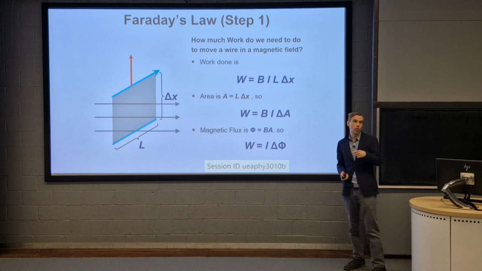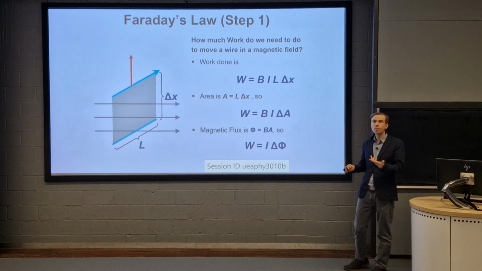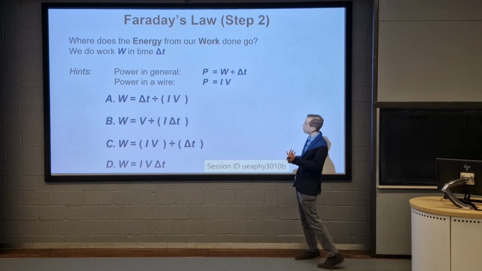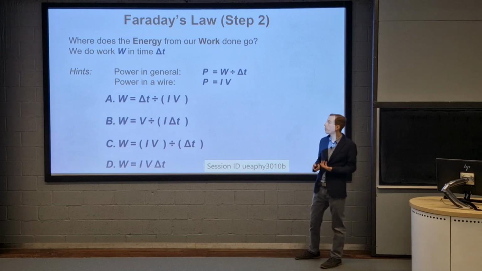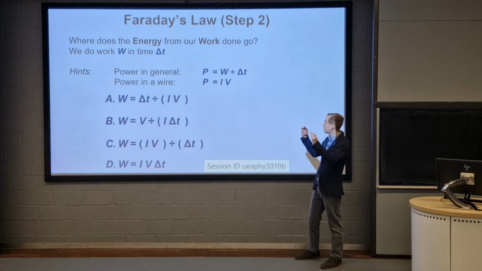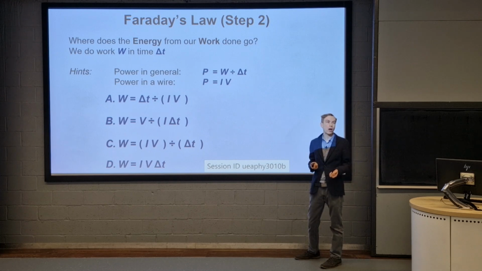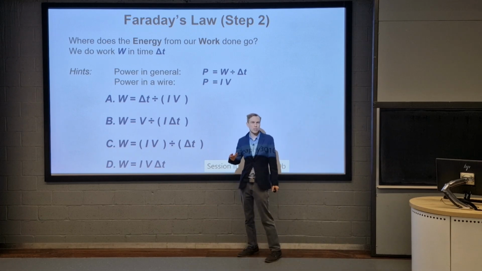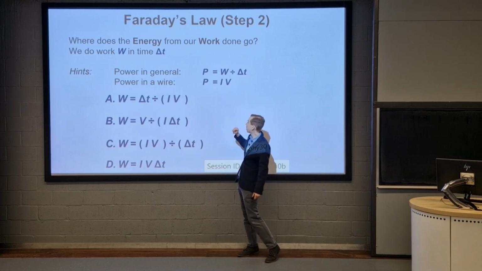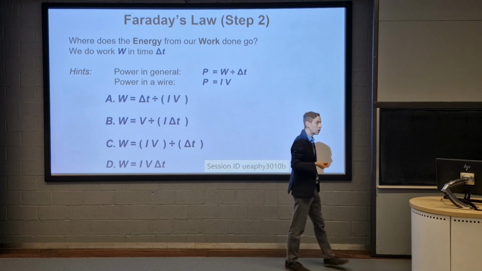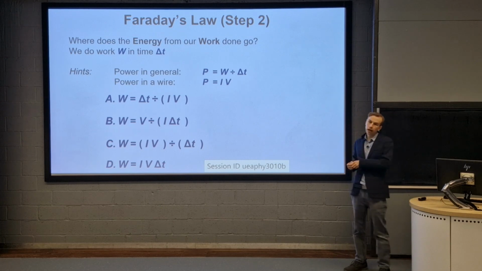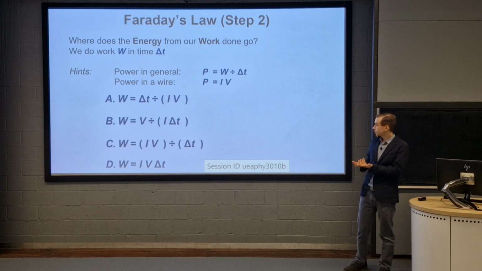So for step 2 of Faraday's law, we need to think about relating these two. We know some things about power in general. We know that power is always how much work we've done divided by how long it took to do it. And we know from a few weeks ago when we were thinking more about current and circuits that power in a wire is just the current times the voltage. So with these two pieces of the puzzle, let's see what we get when we put them together to relate how much work we've done to the voltage that's going on in the wire.